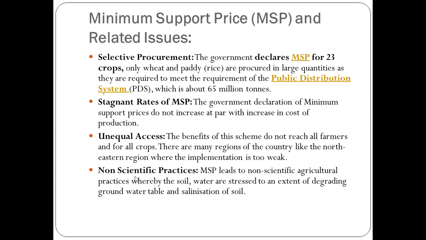Next one, non-scientific practices. MSP leads to non-scientific agriculture practices whereby the soil and water are stressed to an extent of degrading the groundwater table and salinization of soil. Whenever we have to grow something, we need a huge amount of water. So if we use huge water, our ground water level will be declining. So maybe the coming generation will not be able to get water for drinking.